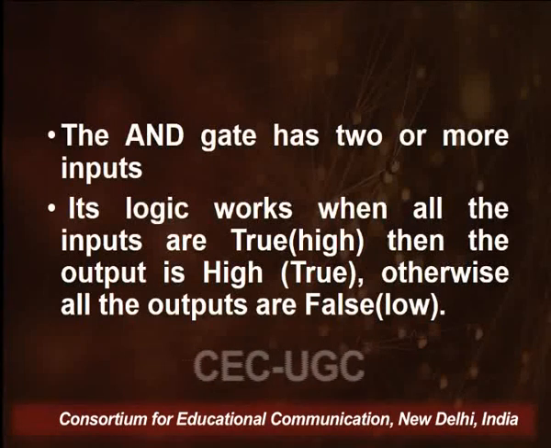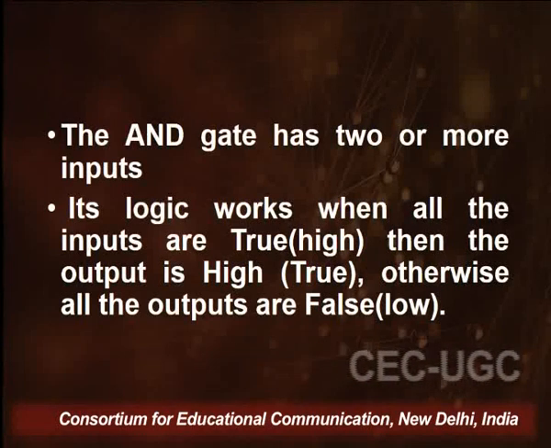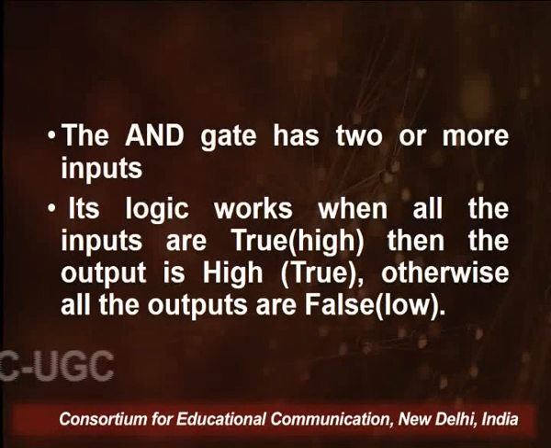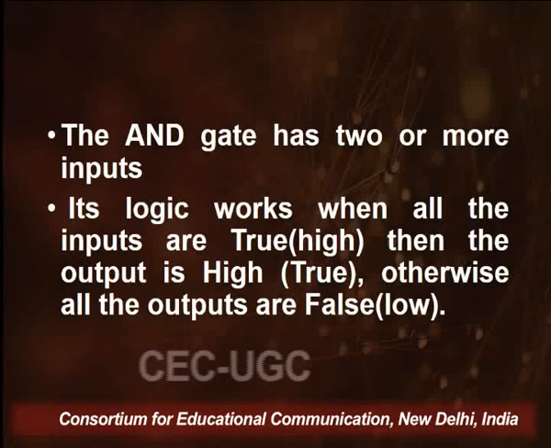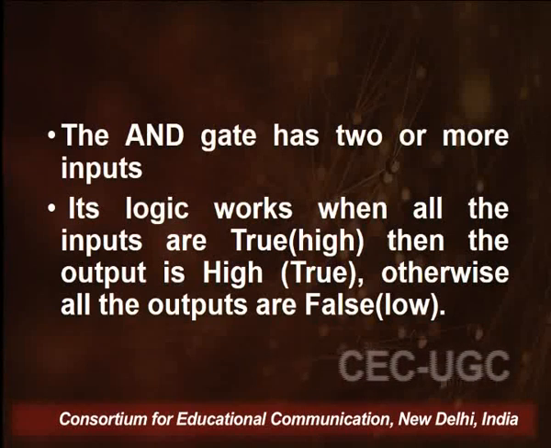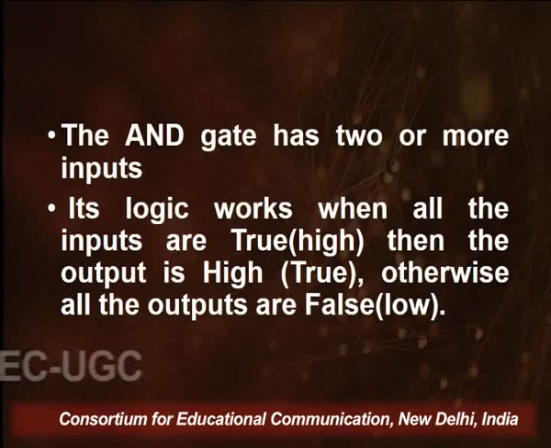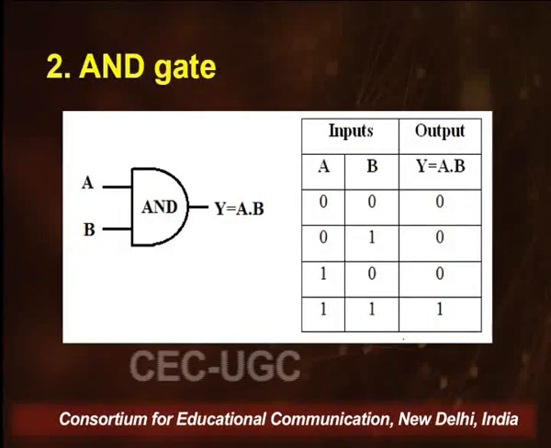So the AND gate has 2 or more inputs. Its logic works when all the inputs are true or high, and then the output is going to be high or true as I just mentioned. Otherwise, all the outputs are false or low. I'll just go back to the table so that it becomes very clear of what I just read out.